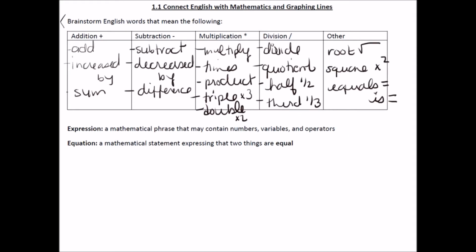Okay, and now we're going to talk about the difference between an expression and an equation. So pretty much an expression and equation look similar. The difference is that the equation has an equal sign. Okay, so an expression is just a mathematical phrase that may contain numbers, variables, and operators. An equation can also contain these 3 things, but it's specifically expressing that 2 things are equal. So maybe an expression equals another expression.